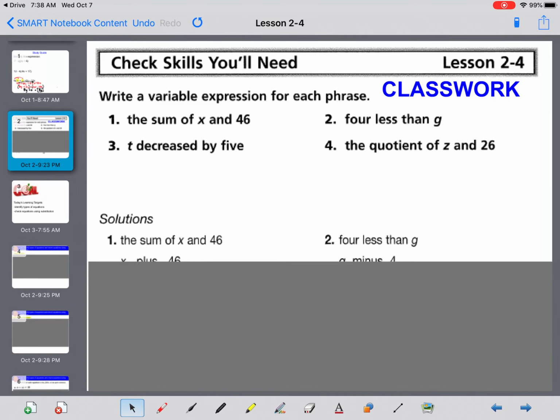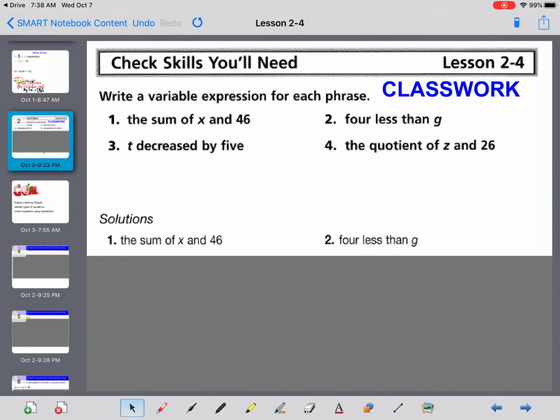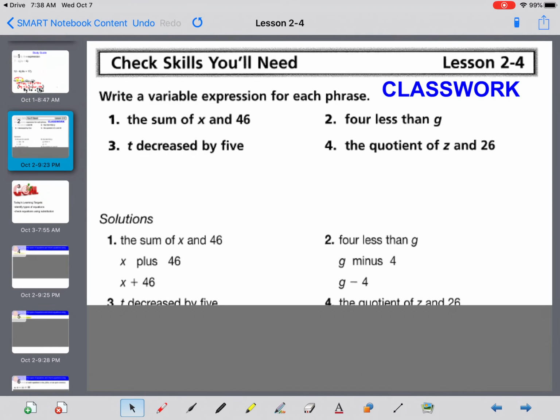All right. For these, number 1, write the variable expression. The sum of x and 46 is x plus 46. Number 2, 4 less than g. Remember the words less than. We starred that in our notes. That means that the order changes.